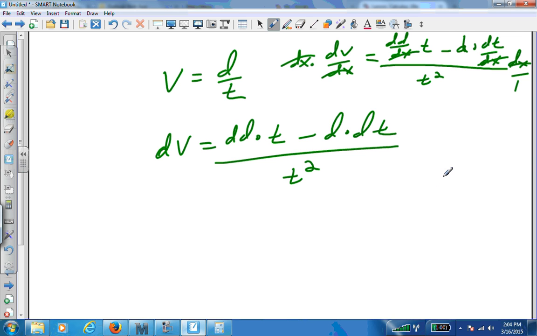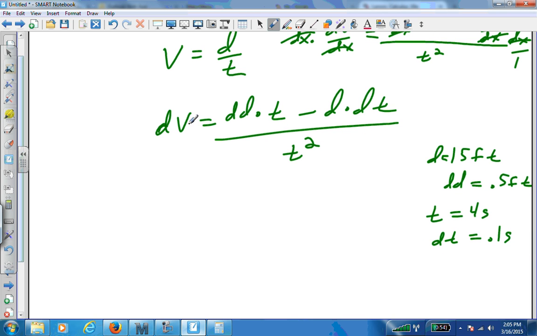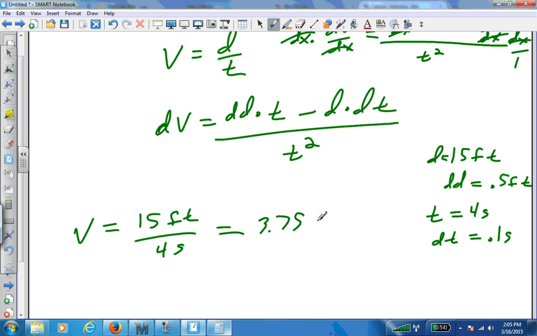So if I have a distance of 15 feet with a possible error of 0.5 feet, and I have a time of 4 seconds with a possible error in that of 1/10 of a second, then we can figure out our velocity that we calculate is 15 feet per 4 seconds. 15 divided by 4 is 3.75 feet per second.